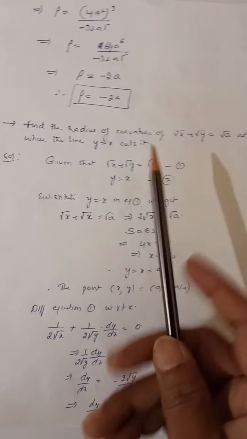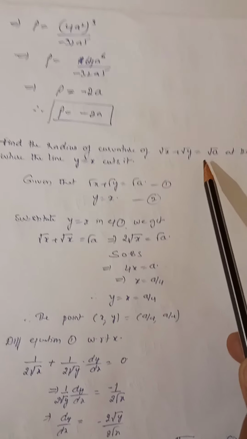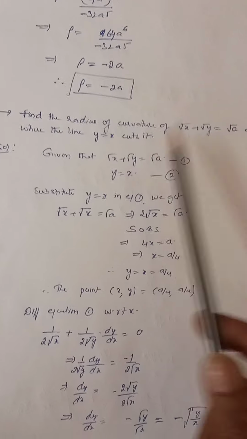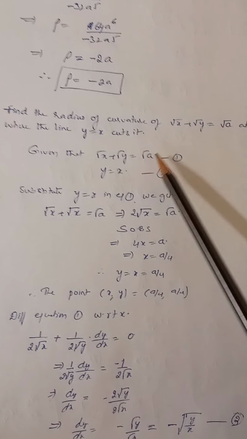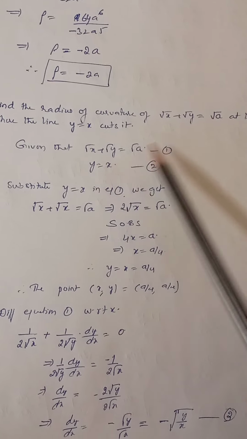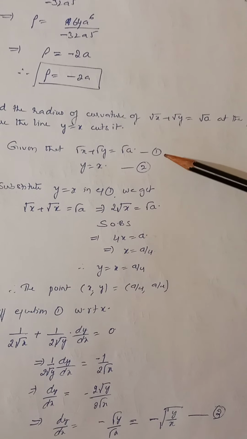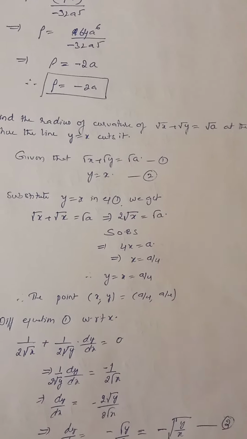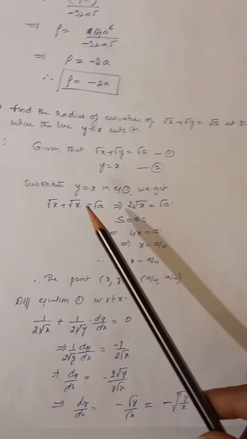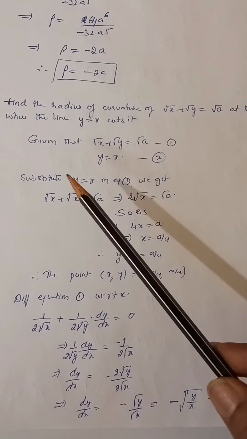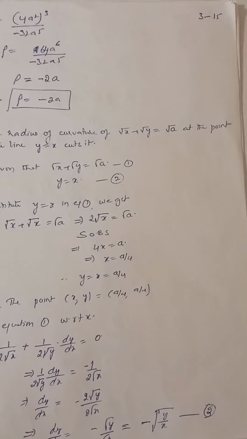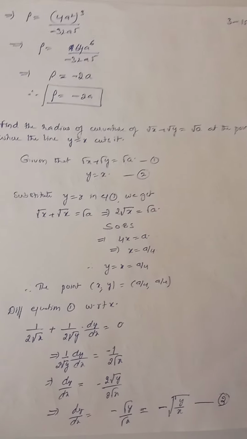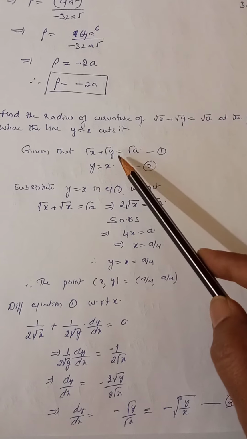Now find the radius of curvature of root x plus root y is equal to root a at the point where the line y is equal to x cuts it. Given that root x plus root y is equal to root a and y is equal to x, two equations are given to you, equation 1 and equation 2. That means this is at x is equal to y or y is equal to x, right? Now we are substituting y is equal to x. Why are we substituting? To get the coordinates of the point x and y, right? We have to find the radius of curvature at a point, no? Right, we are substituting y is equal to x in this.